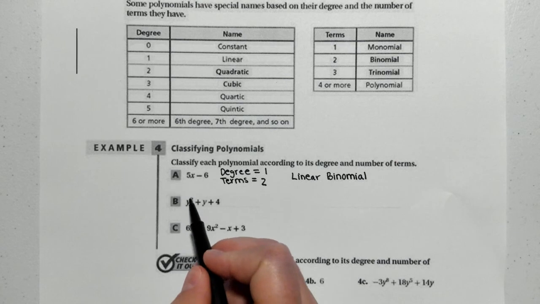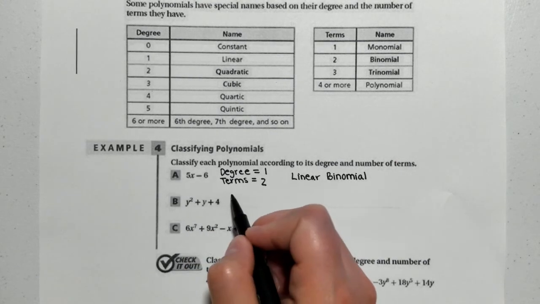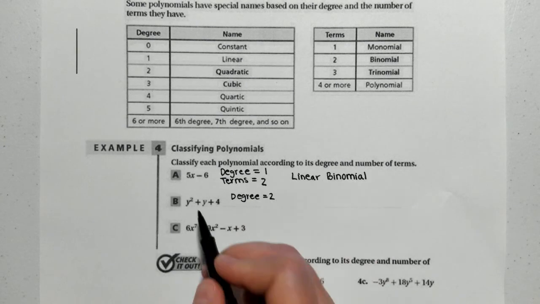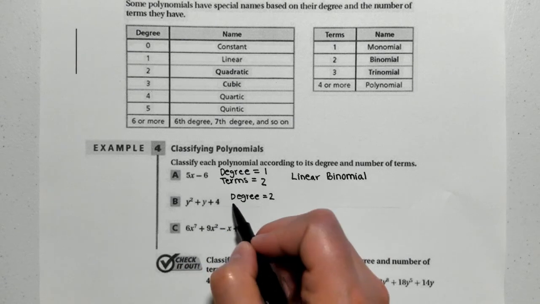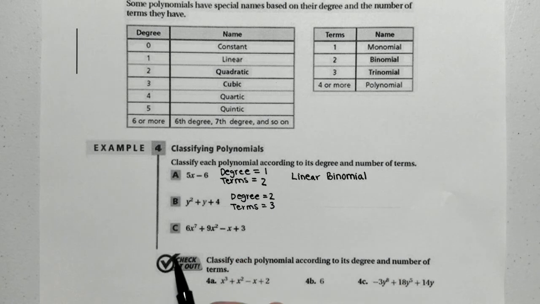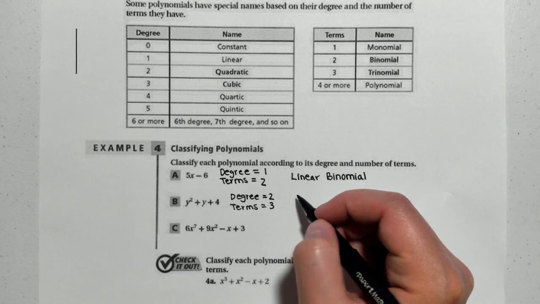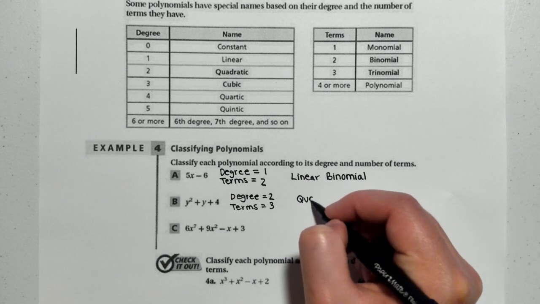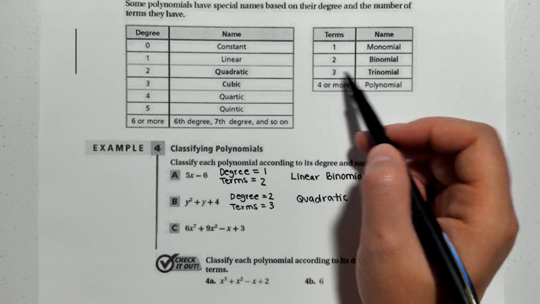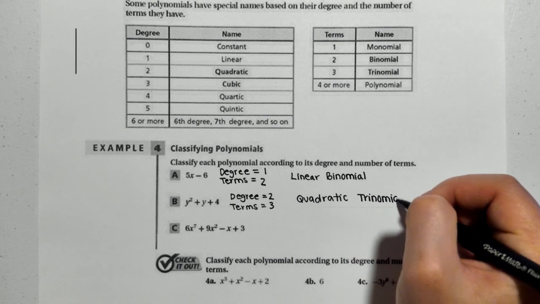B, I have y squared plus y plus 4. The largest degree is going to be 2. And then I have 1, 2, 3 terms. So degree of 2 and 3 terms. A degree of 2 is a quadratic, so I have a quadratic. And then 3 terms is a trinomial. So I have a quadratic trinomial.